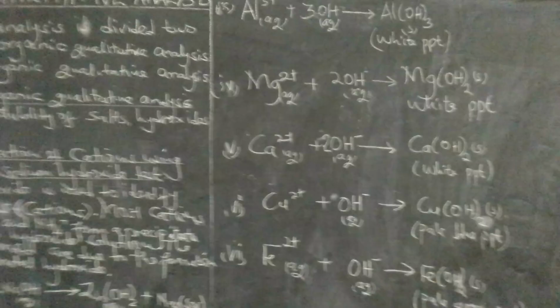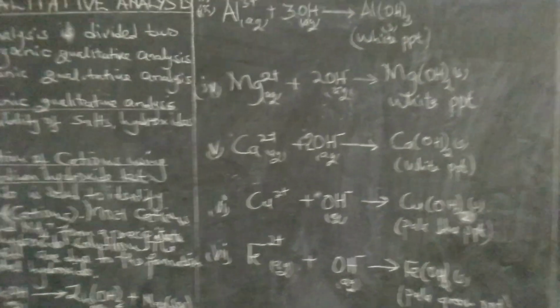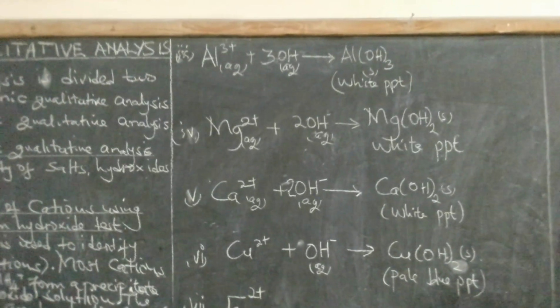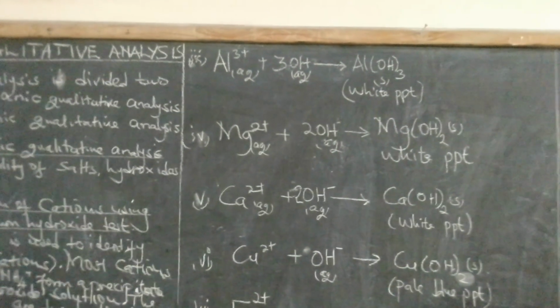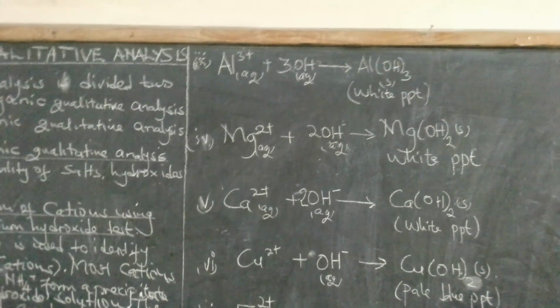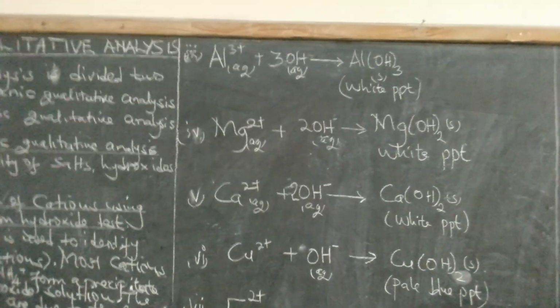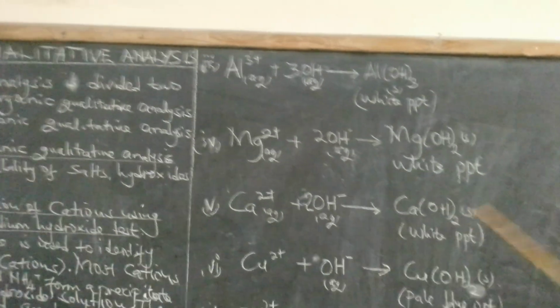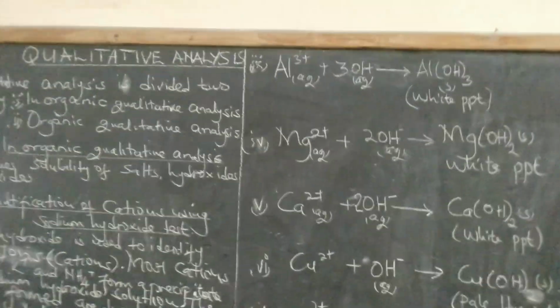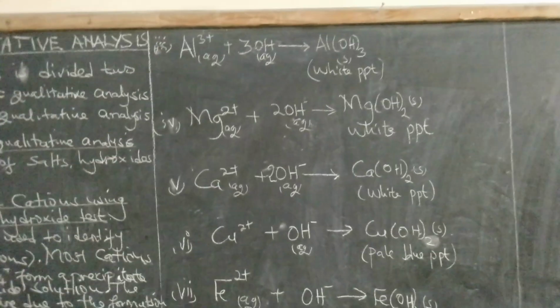Then we also find out the magnesium ions. When a few drops of sodium hydroxide were introduced into magnesium sulfate solution, we found out these are the products that were formed: magnesium hydroxide, which is the white precipitate, and this is the white precipitate I'm still talking about. Remember, these were just a few drops. So we found it is white precipitate.